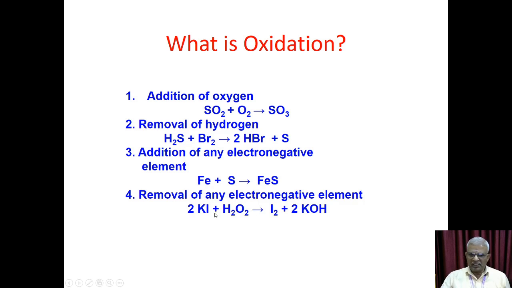Then removal of any electronegative element. Which is the electronegative element here? Naturally, this is your iodine. Now hydrogen peroxide reacts with potassium iodide. You get free iodine and 2 moles of KOH, right? Here an electronegative element is removed, because in potassium iodide, potassium is the electropositive element and iodine is the electronegative element, so it gets removed. So this is also called oxidation.